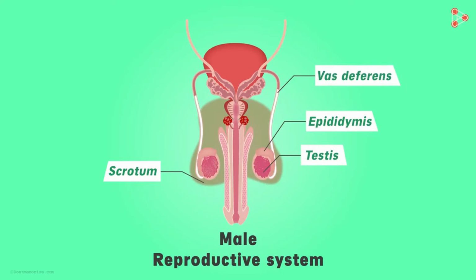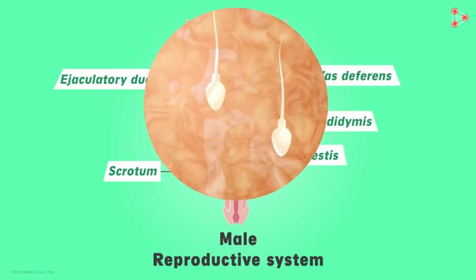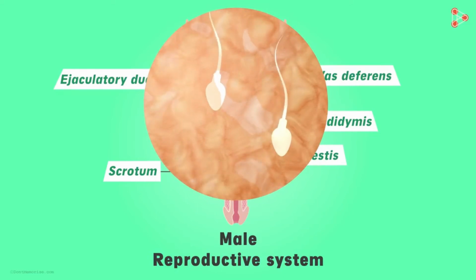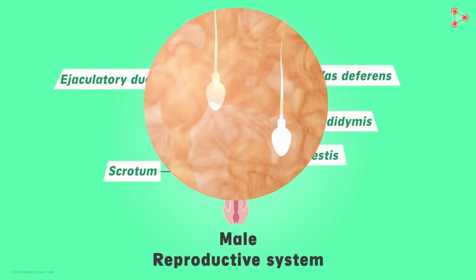Where will the vas deferens carry it further? Directly outside the body? No, they will carry it into something called the ejaculatory ducts. But where does the ejaculatory duct head to? It heads to a destination where the sperms get mixed with a nourishing fluid. Wait a second, what kind of fluid are we referring to? And why is it needed here?